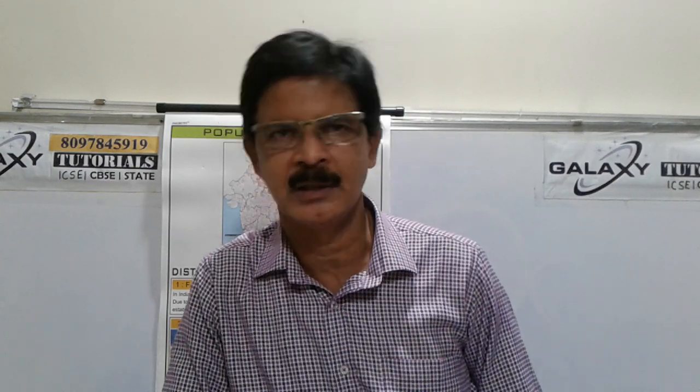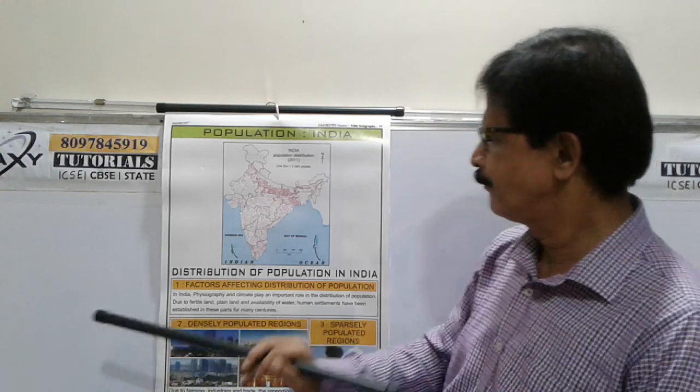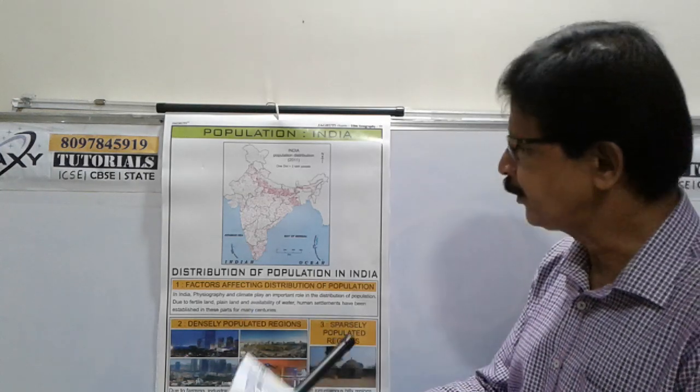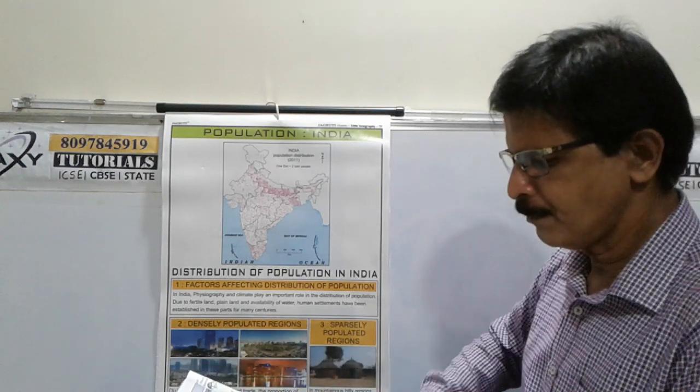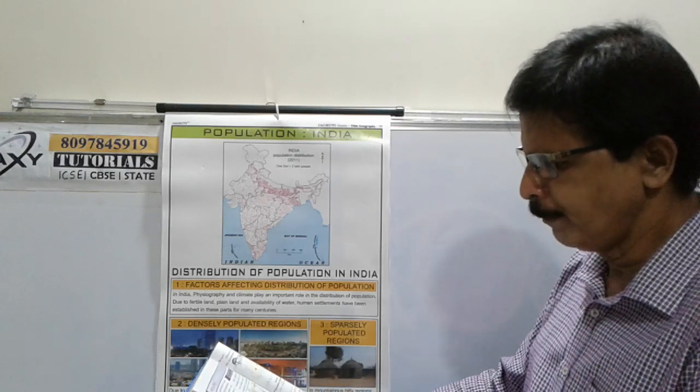Today we are going to study the population of India and the population of Brazil, and like all other chapters we are going to compare both these countries in terms of population. Now let us have a look at this map. You can open page number 38 of your textbook. There is a map, figure 6.1, and figures 6.1a and 6.1b.